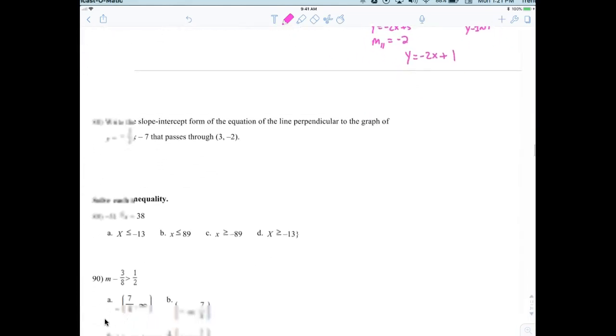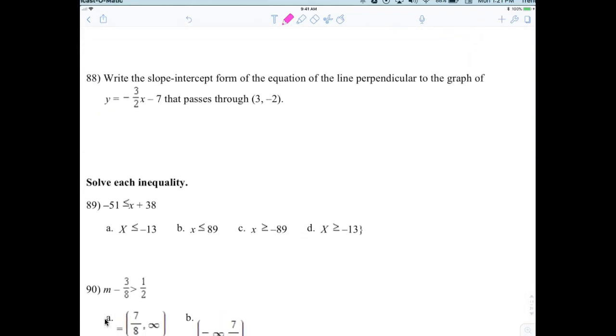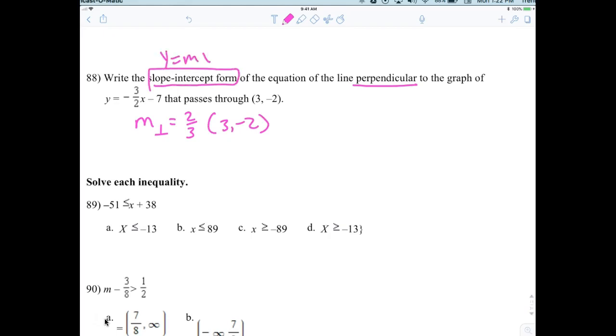All right. Now, I want something that's perpendicular. If I want something that's perpendicular, the slope of the perpendicular would be the negative reciprocal. So you take the reciprocal of 3 halves, makes it 2/3. And then we're passing through the point 3 comma negative 2. But it says I want it in what? Slope-intercept form. Again, remember, which is y equals mx plus b. So again, I personally think it's easy to just write it in point slope form first and then convert it over.